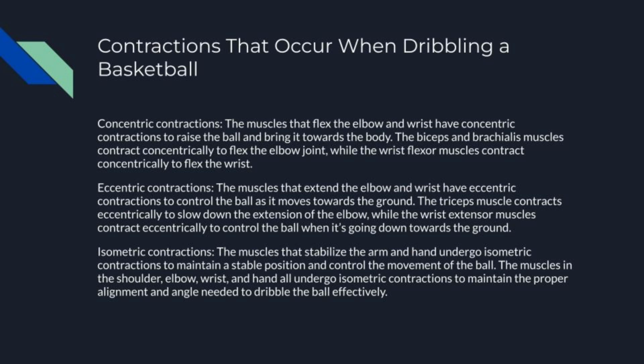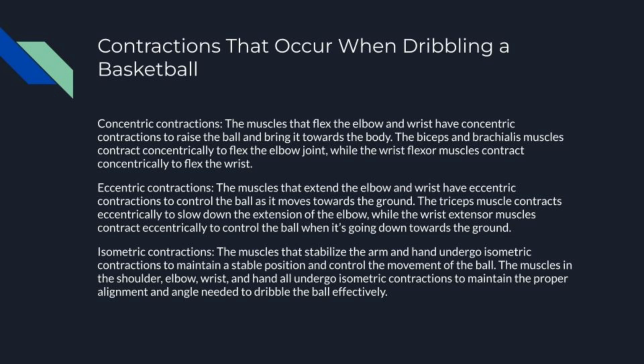Eccentric contractions. These are the muscles that extend the elbow and wrist, and they control the ball as it moves towards the ground. Again, we talked about this in previous slides. Concentric contractions help bring the ball up, and eccentric contractions bring the ball down towards the ground. The triceps muscle contracts eccentrically to slow the extension of the elbow, while the wrist extensor muscles contract eccentrically to control the ball when it's going towards the ground.